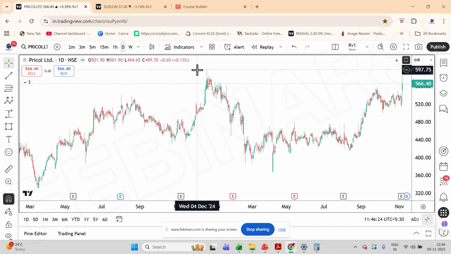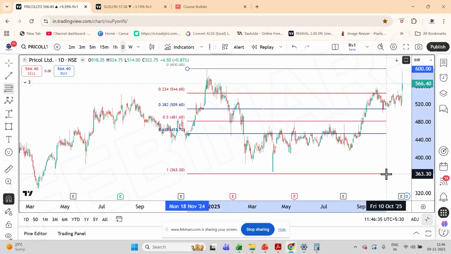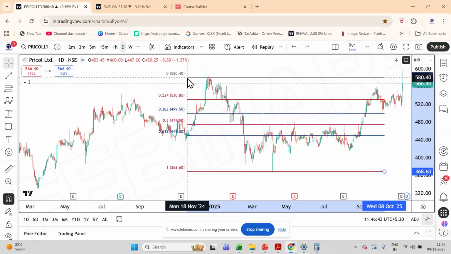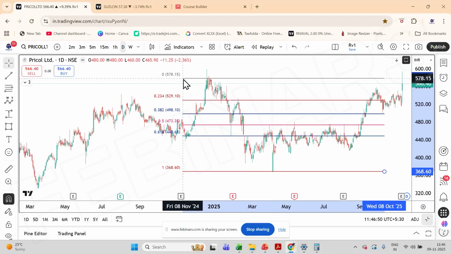I have shown you Suzlon as well, HDFC Bank as well, as well as Nifty, Bank Nifty and Mid Cap Nifty, provided you use it in a diligent manner. Once the 50% zone is crossed, it has started moving higher.